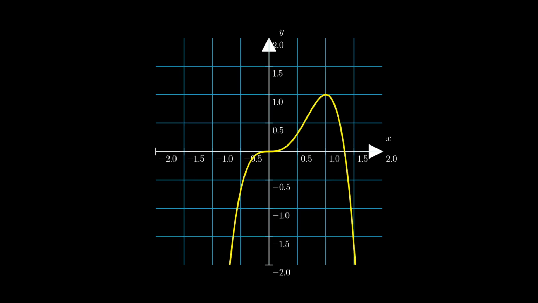Plotting f, we can see that f is concave down until x equals 0, then concave up until x is 2/3, has a local max at x equals 1, which is also a global max, then decreases afterwards.